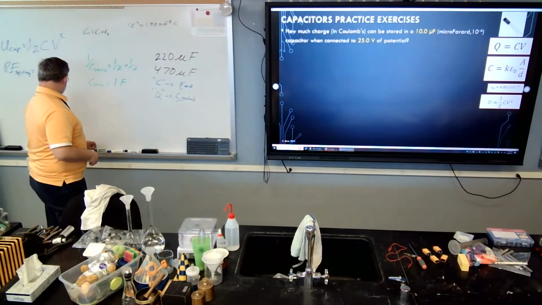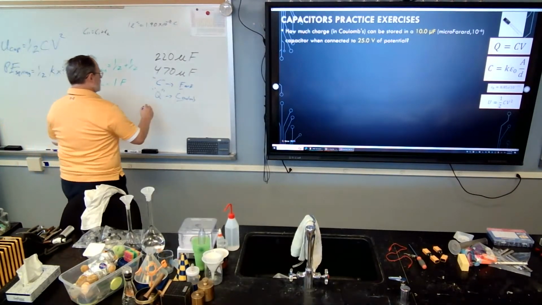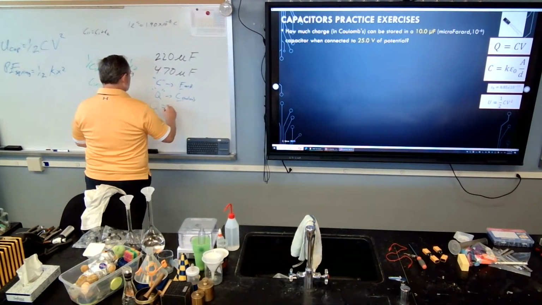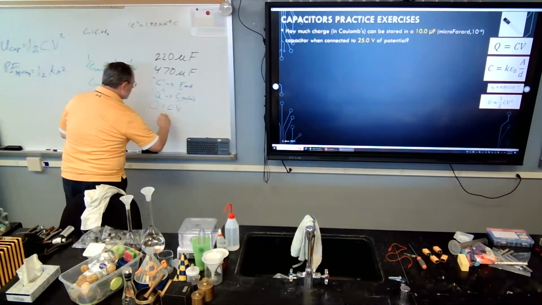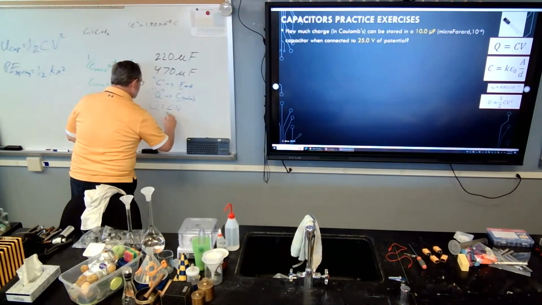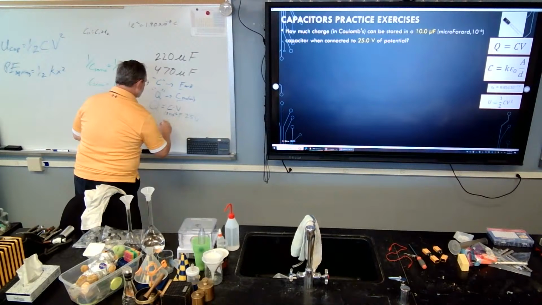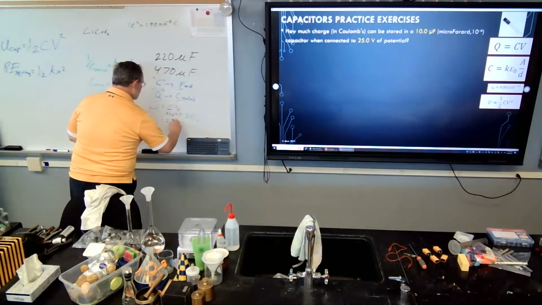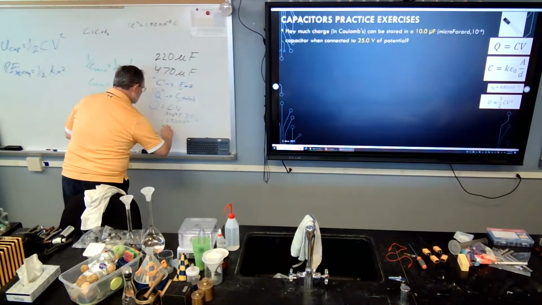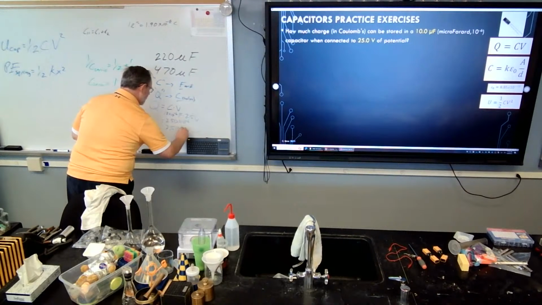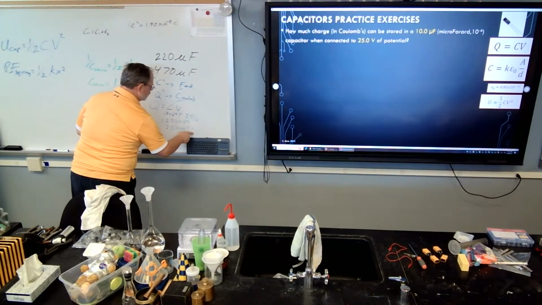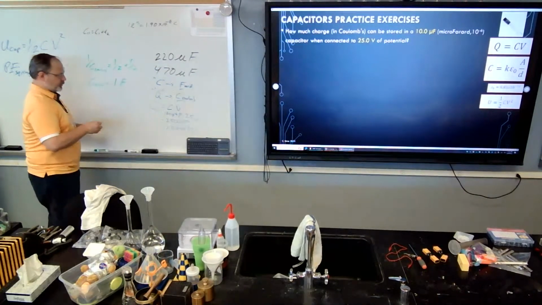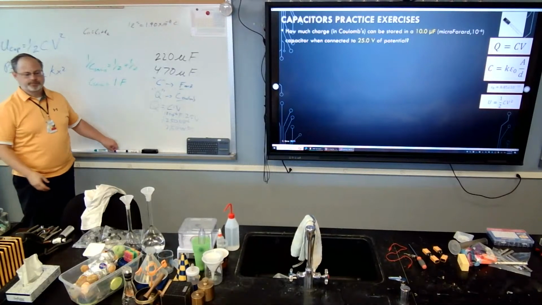Anyway, your formula is just the amount of charge you can store is equal to the capacitance times the potential. The capacitance is 10 times 10 to the negative 6 farads times 25 volts. So 250 times 10 to the negative 6, or 2.5 times 10 to the negative 4 coulombs. Is that what you got? Yep.